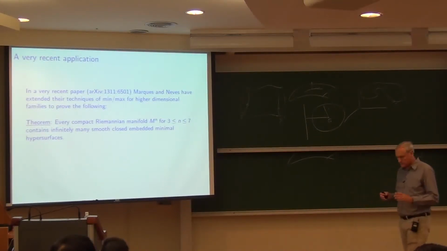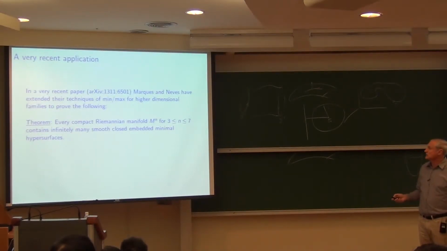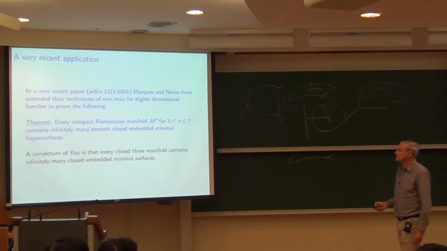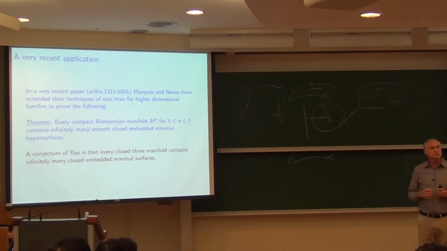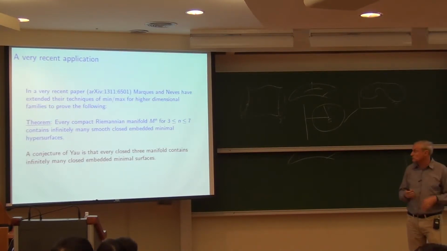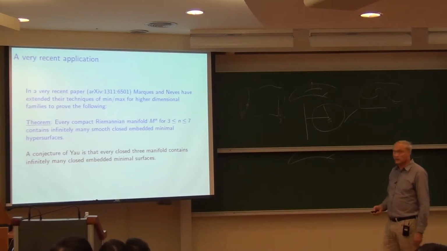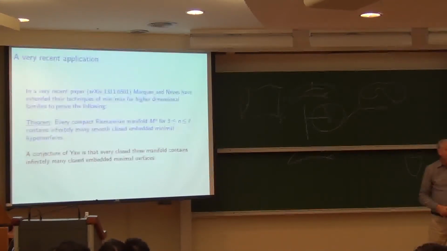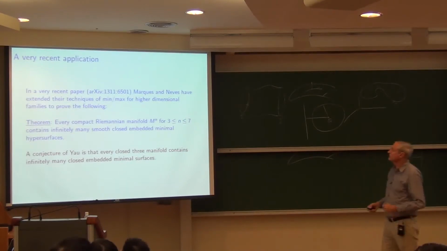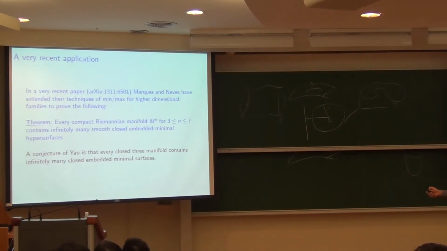Okay, and actually there's a very recent application. Marques and Neves have extended their techniques involving higher dimensional min-maxes to prove the following theorem: if you take any compact Riemannian manifold of dimension between 3 and 7, then it contains infinitely many smooth closed embedded minimal hypersurfaces. There's a conjecture of Yau that every closed 3-manifold contains infinitely many closed embedded minimal surfaces. Marques and Neves solved that for 3-manifolds of positive Ricci curvature, but they also do the higher dimensional case up to dimension 7. The dimension 7 again has to do with singularities. So that's a third striking application of the variational theory.